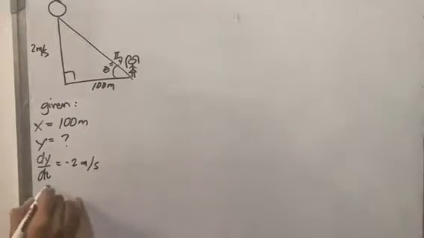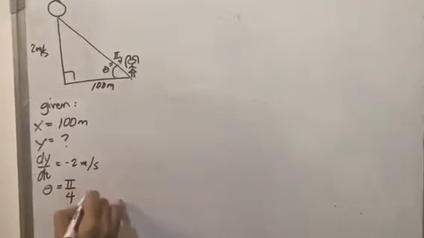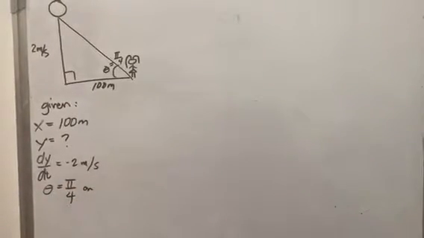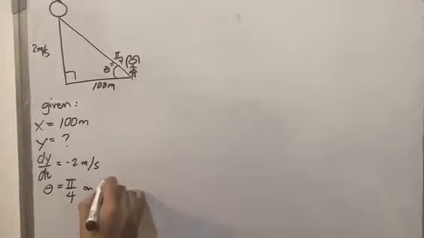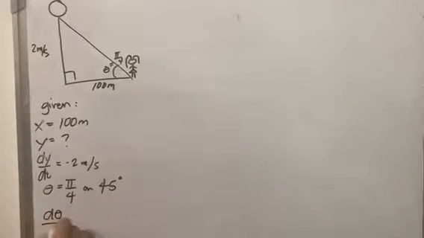Now, the angle theta is also given. That would be pi over 4, or if converted, that would be 45 degrees. The ultimate thing that we are asked to find is the rate of change of the angle between Maya and the ball, or shall we say, d theta over dt.